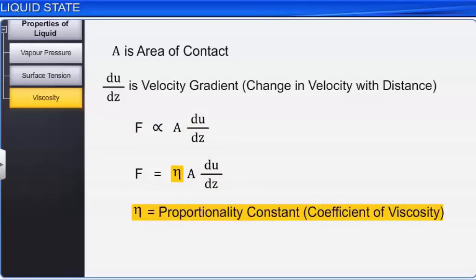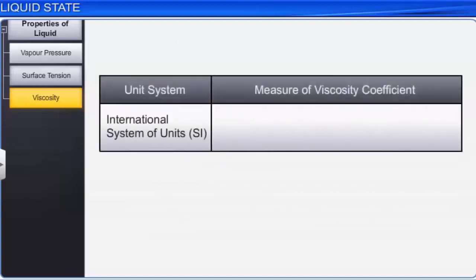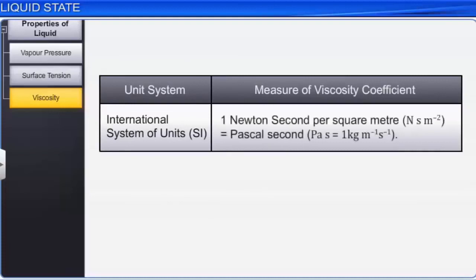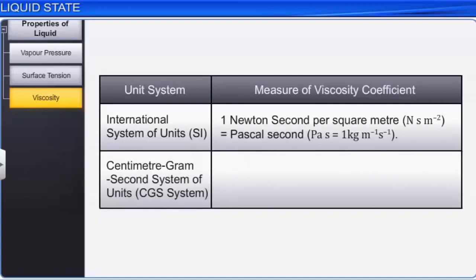The coefficient of viscosity is defined as the tangential force per unit area required to maintain the unit difference of velocity between two layers unit distance apart. The SI unit for the viscosity coefficient is 1 Newton second per square meter, which is identical to 1 Pascal second. In the CGS system, the unit for the coefficient of viscosity is poise, named after the great scientist Jean-Louis Poiseuille.